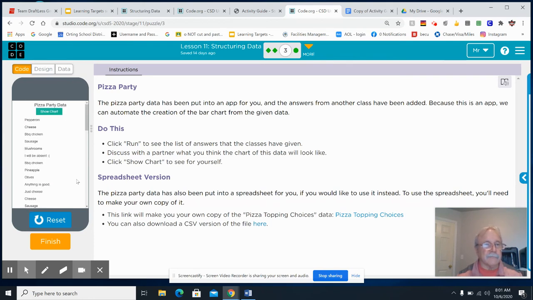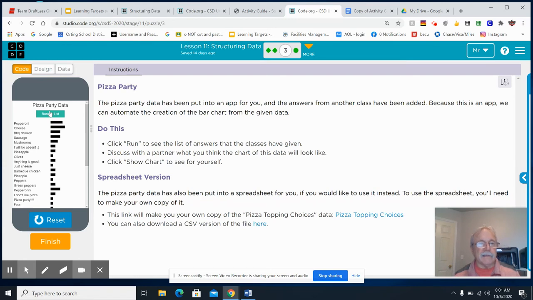Okay, go ahead and show the chart. And there it is. It's in bar graphs, so you kind of get an idea based on which one has the most votes for the, is it 2 or 3 classes? I'll have to go back and check that.